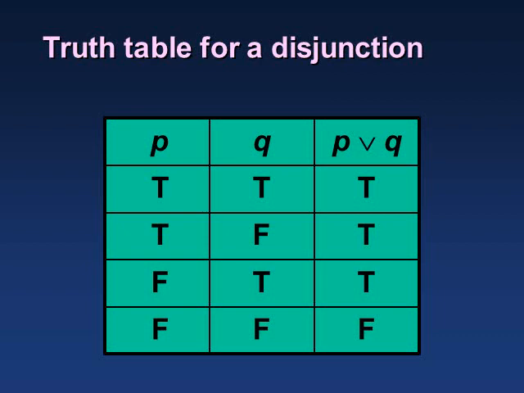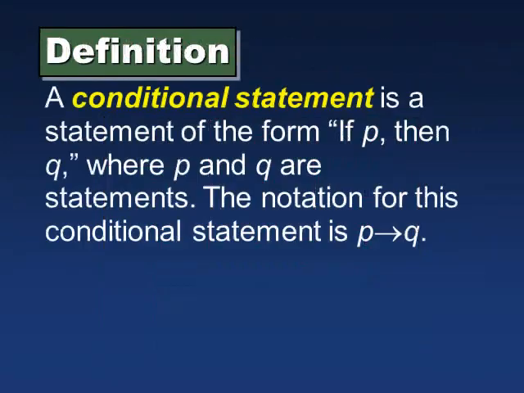So a little bit different than a conjunction, because in a conjunction, both things have to be true for the whole thing to be true. Here I'm choosing what I want to be true. It's or.